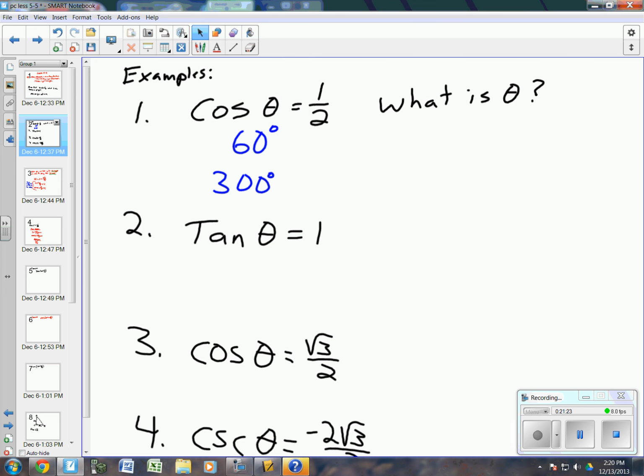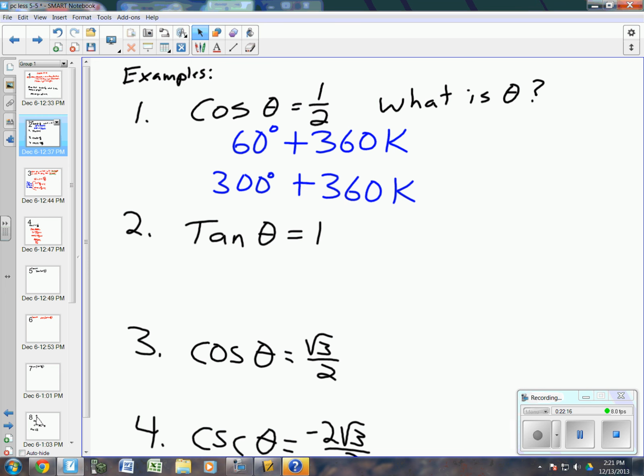On your test and on your assignment today, sometimes it asks you to give me all the answers between 0 and 180. Sometimes it'll ask you to give me all the answers between 0 and 360, and sometimes it'll ask you to give me all the answers. If it says all the answers, you give me all of them.